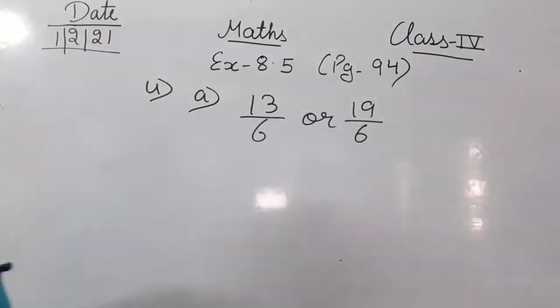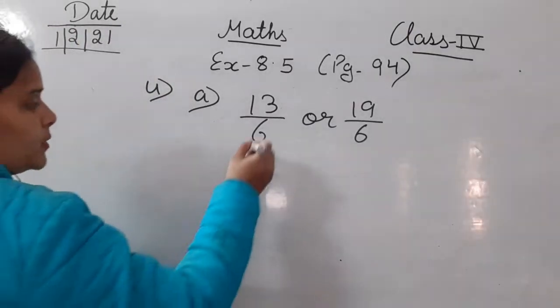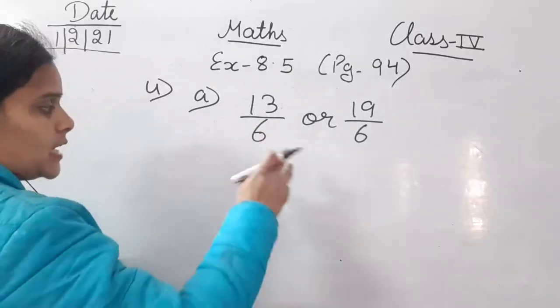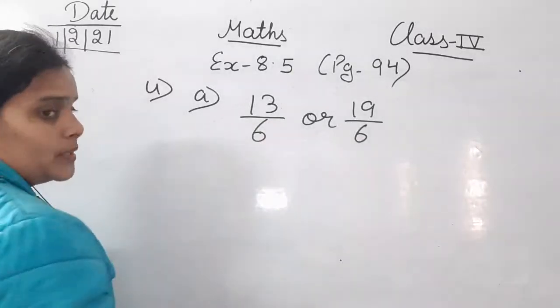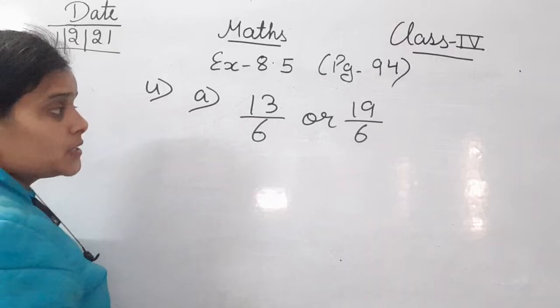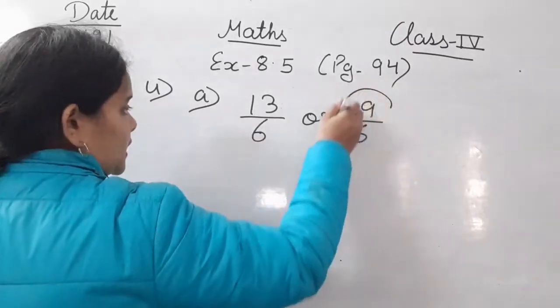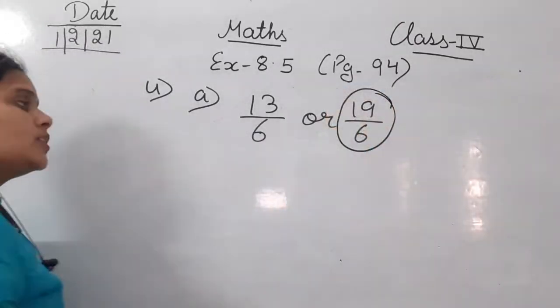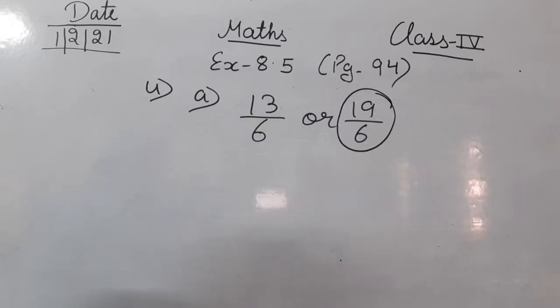Clear? So 13/6 or 19/6, as we can see they both have the same denominator, 6. So which one is greater? 19/6 is greater. Okay, so we will encircle it.